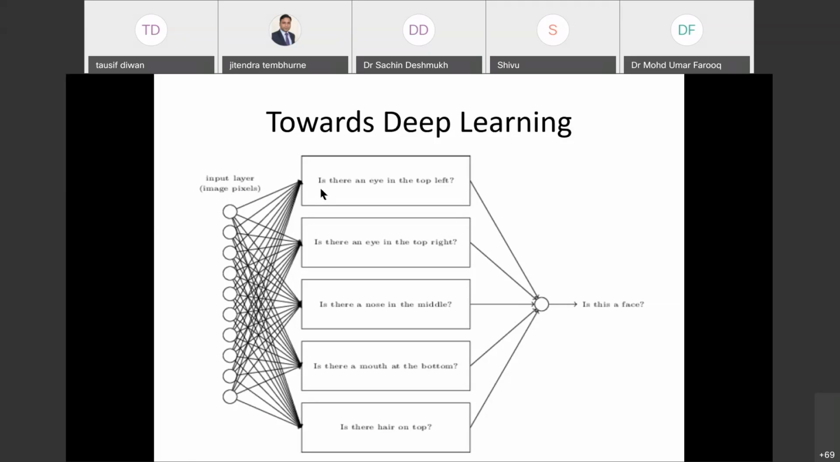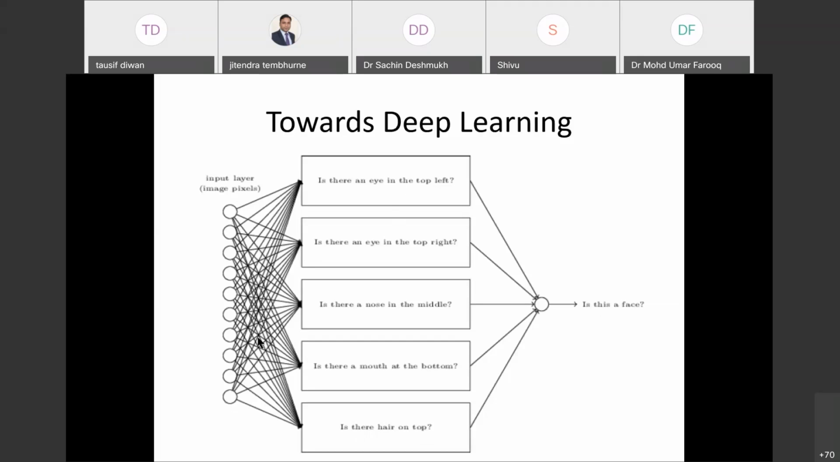So this is the first sub problem: is there an eye in the top left? Second sub problem, is there an eye in the top right? Is there a nose in the middle? Is there a mouth at the bottom? And is there hair on the top? And this is the input image that is provided in terms of a vector.